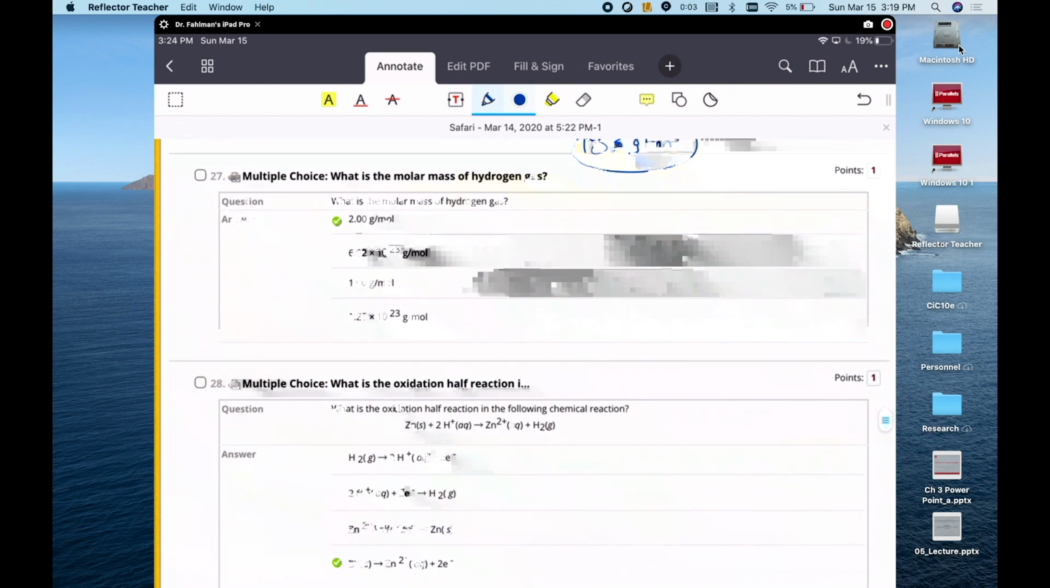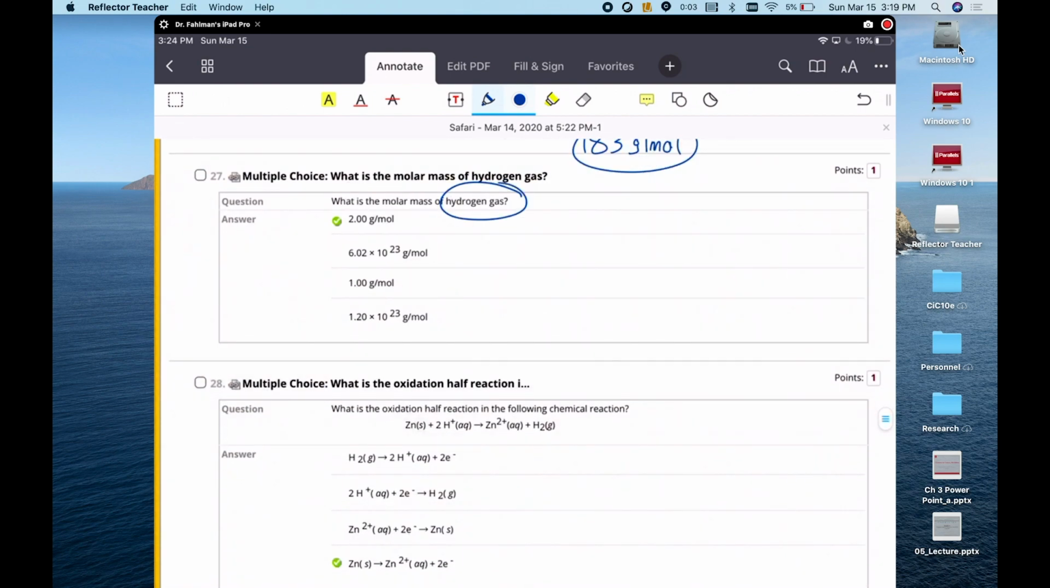Okay, molar mass of hydrogen gas. This is kind of a trick question. This will always be an answer. Remember, hydrogen gas is diatomic, just like if it were to say nitrogen gas, etc. So remember the ones that, every time you say its name, it has to be diatomic.